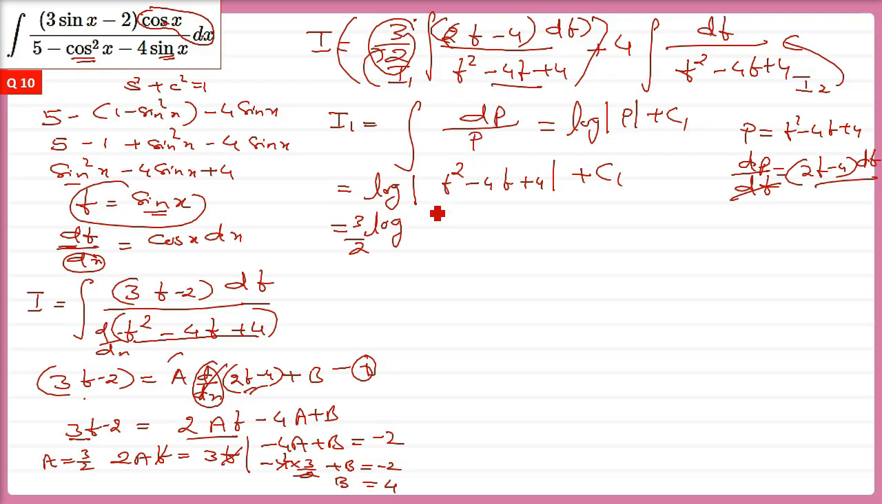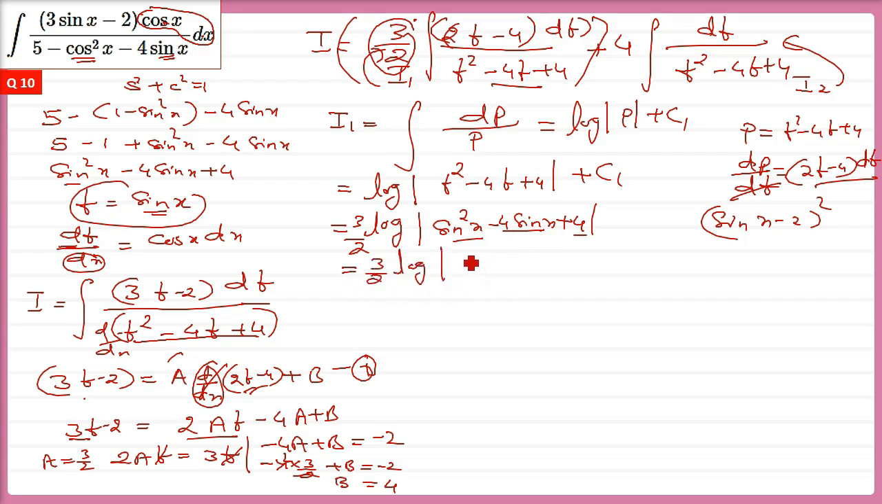So this whole I1 I am writing, 3 by 2 log, replacing t by sin x, sin square x minus 4 sin x plus 4 plus constant of integration c1. Now this sin square x minus 4 sin x plus 4 is what? It's sin x minus 2 whole square. You just square it, sin x minus 2 square, you will get this sin square x minus 4 sin x plus 4. So if you want, you can just write it as sin x minus 2 whole square.